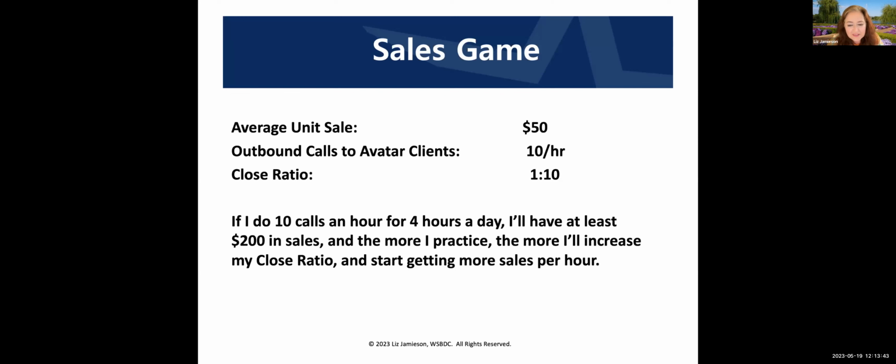And let's say if a close ratio was 1 out of 10, then I can expect I'm going to be selling $50 an hour, right? Until I increase my average unit sale or I increase my close ratio, one or the other, or maybe both. So if I do 10 calls an hour for 4 hours a day, then I will have $200 in sales, right? Based on my current ratios. And then the more I practice, I'm going to start increasing that number. So I'm going to get more sales per hour.